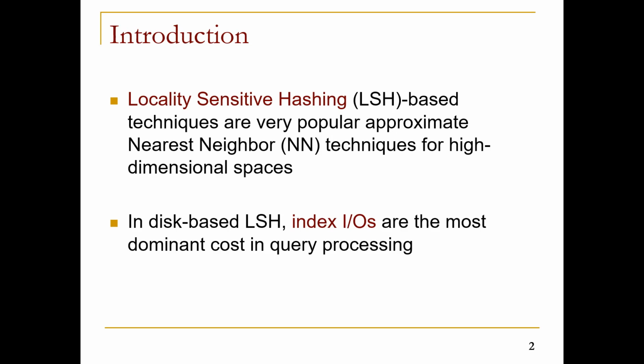LSH and its variants are very popular approximate similarity search techniques for high dimensional spaces. In existing disk-based LSH techniques, we observed that accessing the hash bucket index files from the disk in order to find which points collide with the query was the most dominant query processing cost. In this paper, our goal is to improve the performance of existing state-of-the-art locality-sensitive hashing methods by specifically reducing random index IOs.